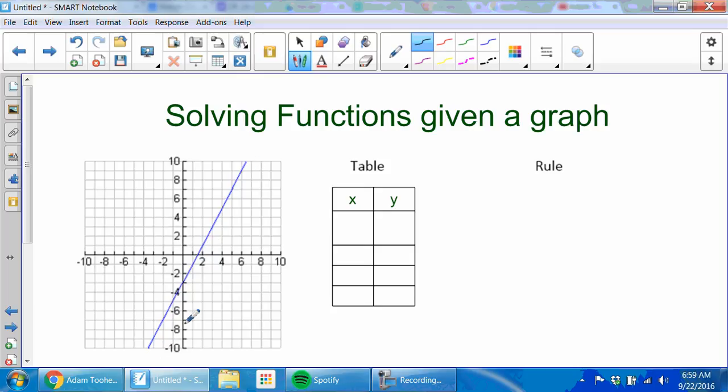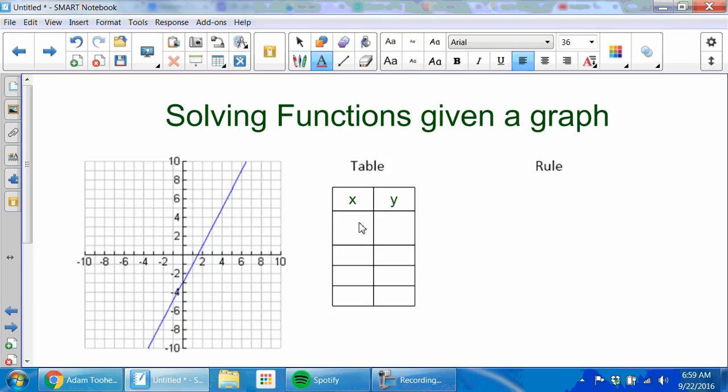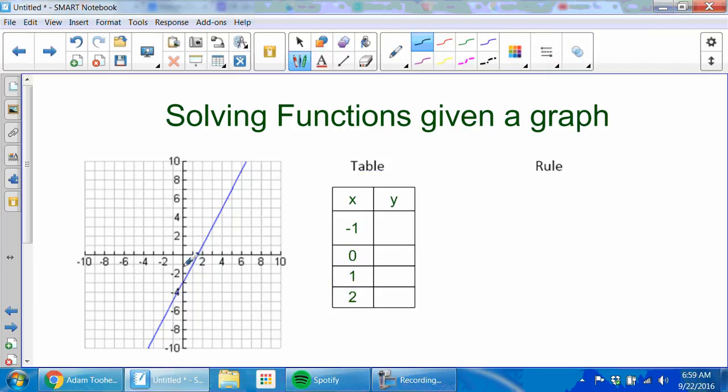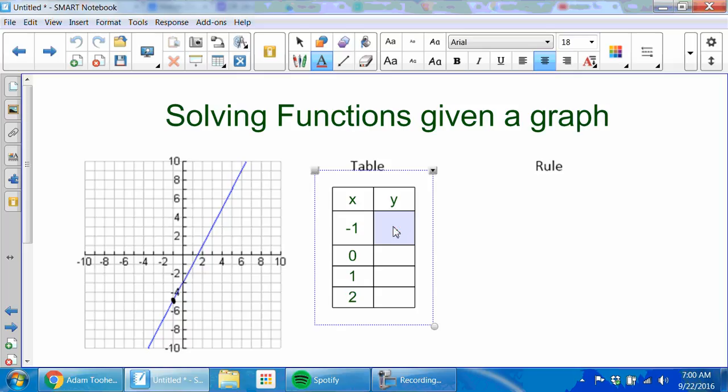So I'm looking for points that would satisfy -1, 0, 1, and 2. So I want to see what the y's are whenever x is negative. So x is -1. I go to see where the line hits. It looks like it hits right there. So that would be -1, comma, -5.